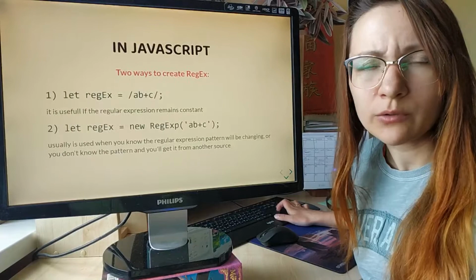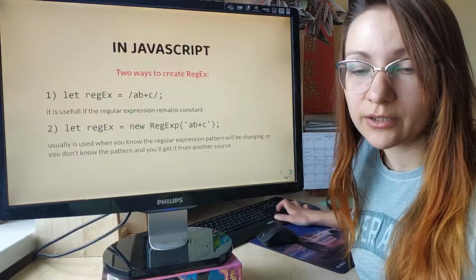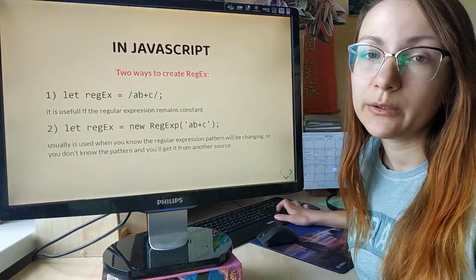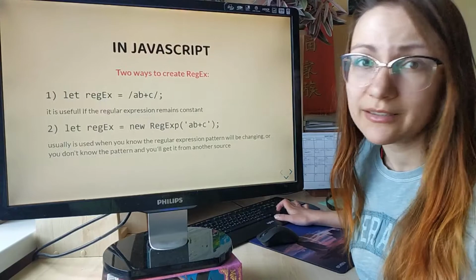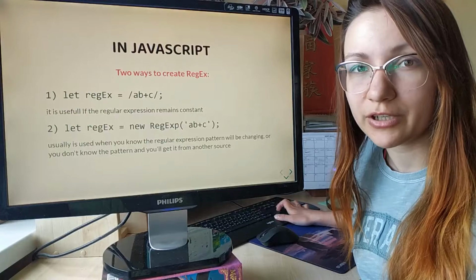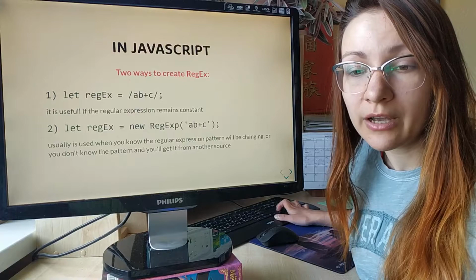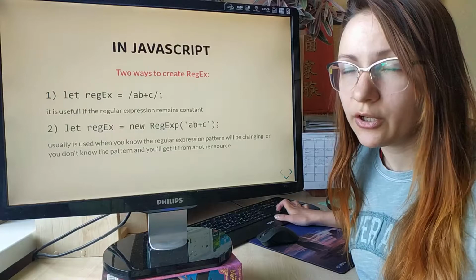We will be talking about the JavaScript environment only, so there are two ways to create regular expressions. The first way, we create a variable like this, which is useful if the regular expression should remain constant, so you write it once and it no longer changes. And the second way is to call the constructor function of the RegExp object. This one is usually used when you know that the regular expression will be changing, or you don't know the pattern yet and you will get it from another source.